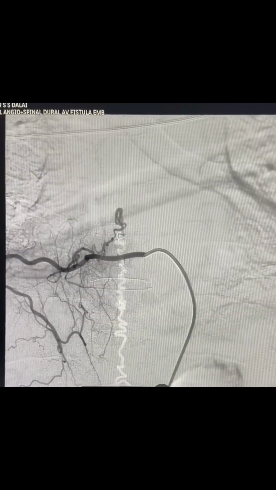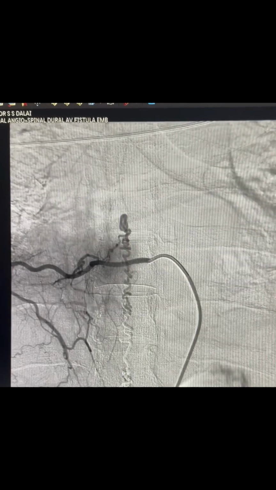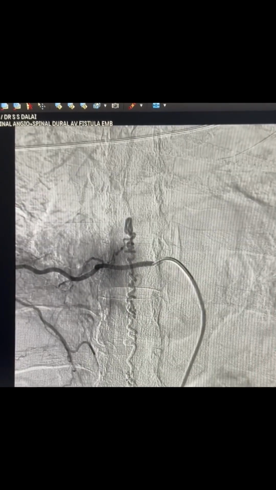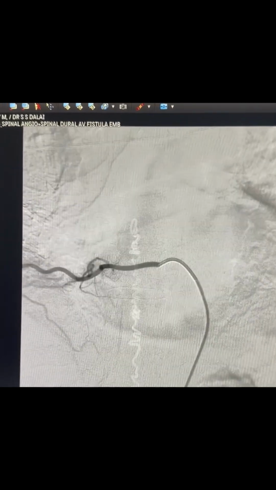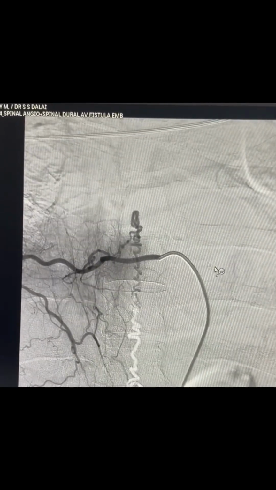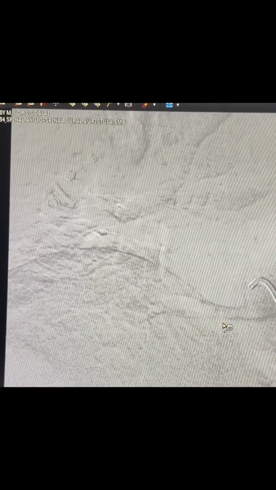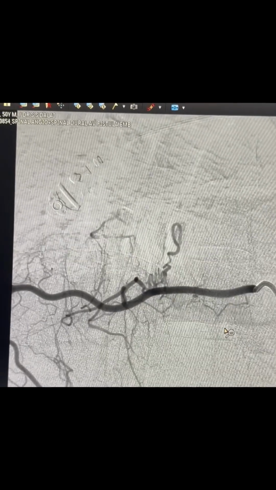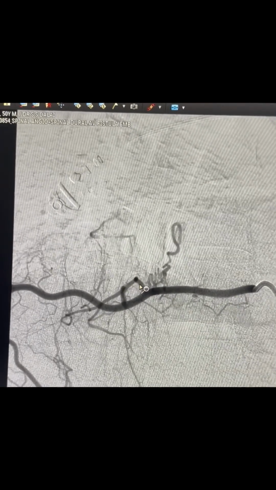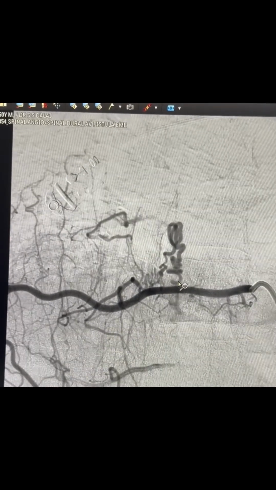As we are doing the angiogram of this middle-aged man, we see that there is a spinal dural AV fistula which is coming from the right side intercostal artery at the level of D7. So we can see this angiogram demonstrating the fistula, because this is the arterial component, this is the fistulous component, and this is the venous component.